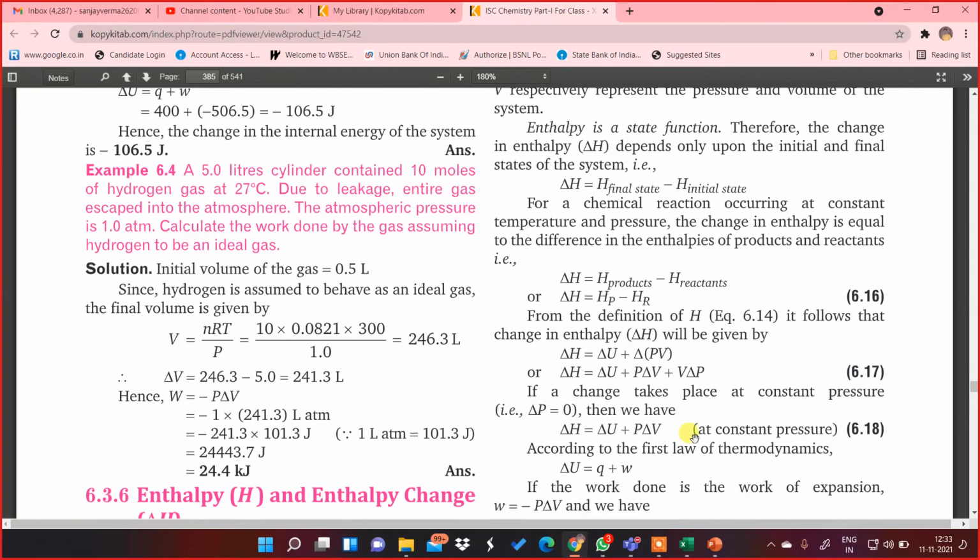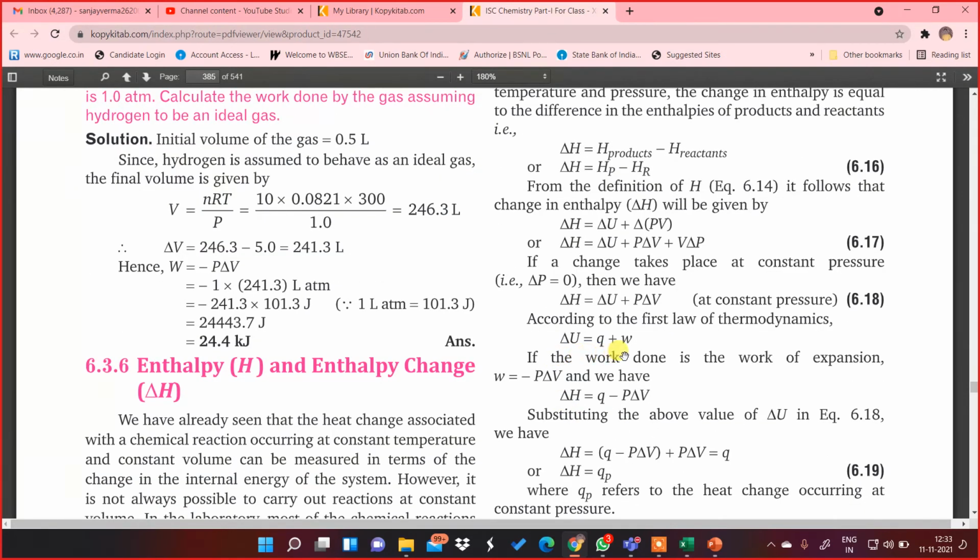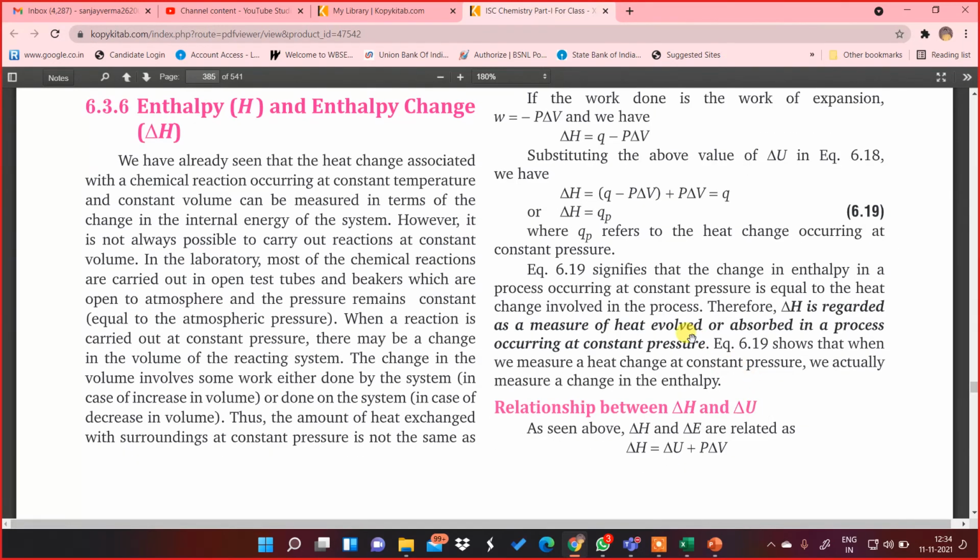Okay, at constant pressure, delta U is equal to Q plus W. This P delta V means work done. If the work done is work of expansion, that means it is expanding, W is minus P delta V, and we have delta H is equal to Q minus P delta V, work of expansion. The system is doing work on the surroundings in this case. So if you substitute the values, you can get a final relationship. Delta H is equal to QP. Enthalpy change refers to the heat change occurring at constant pressure. Okay, so this you try to remember.